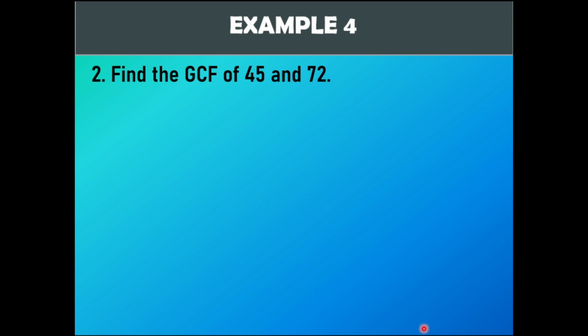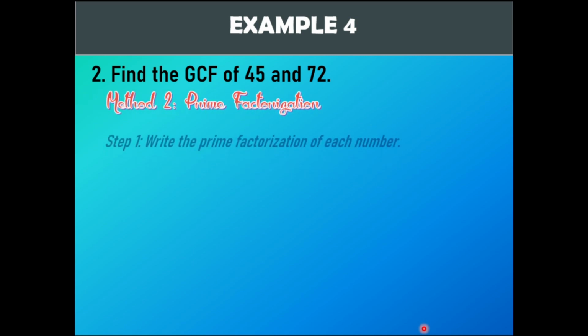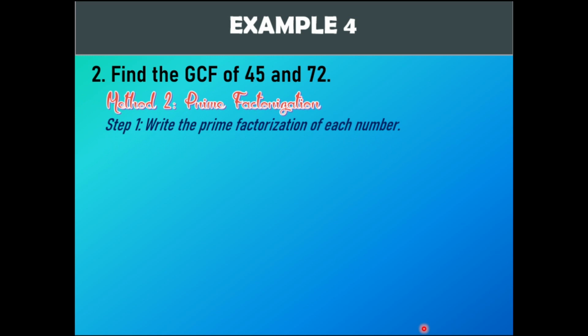Find the GCF of 45 and 72 using the prime factorization. Step 1. Write the prime factorization of each number. For 45, the factors are 9 times 5. For 72, 18 times 4. Now we can still find the factors of 9. That is 3 times 3. 5 is considered a prime number.